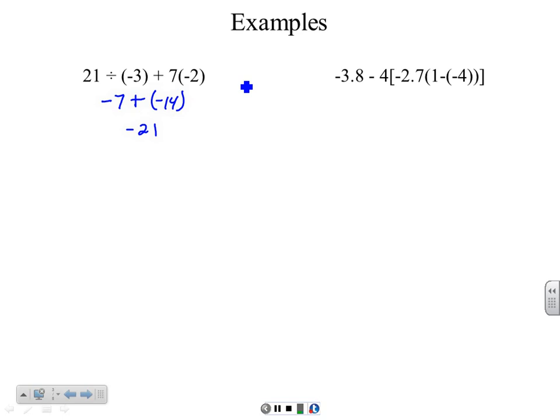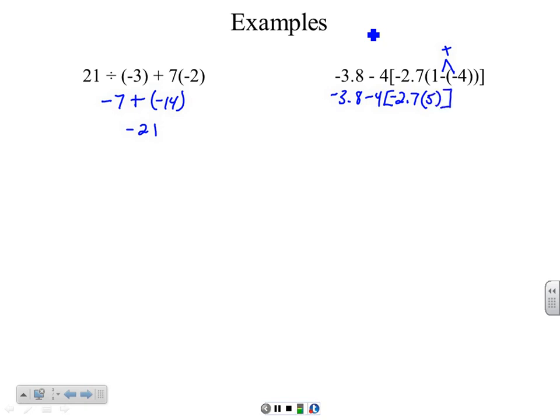Alright, the next problem we have is dealing with decimals, so I am going to use the calculator with that. With this one, you'll notice that you have multiple sets of grouping symbols, so we're going to work inside out. So all of the beginning of the problem, 3.8 minus 4 times negative 2.7 times the 1 minus a negative 4, is the first thing that we're going to actually do. So 1 minus a negative 4, remember double negatives go to plus. So we have 1 plus 4, which is going to be 5.